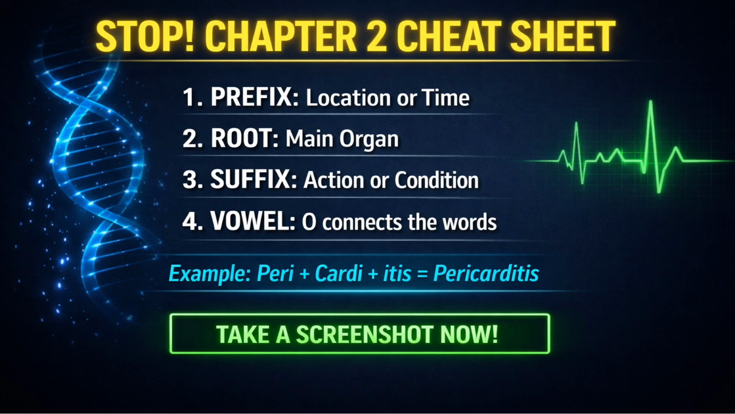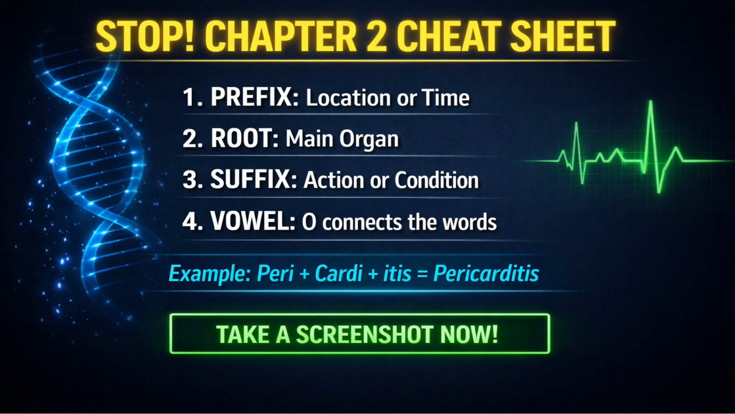Let's look at our Chapter 2 cheat sheet. Think of medical terms like a puzzle with 4 simple pieces. First, we have the prefix at the beginning, which tells us the location or time. Second is the root, showing the main organ involved. Third is the suffix at the end, which describes the action or condition. And finally, the vowel O acts as the glue to connect these words together smoothly.